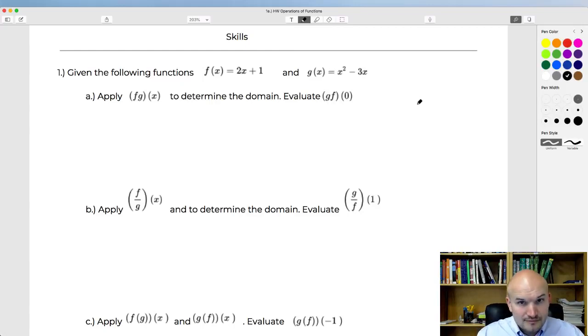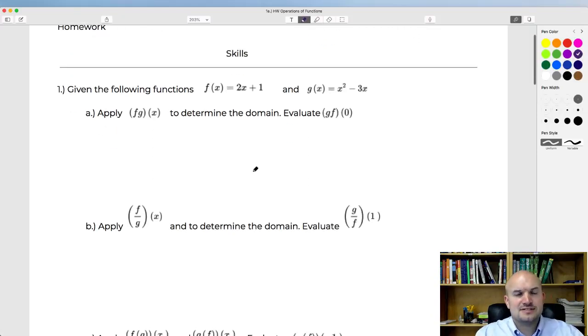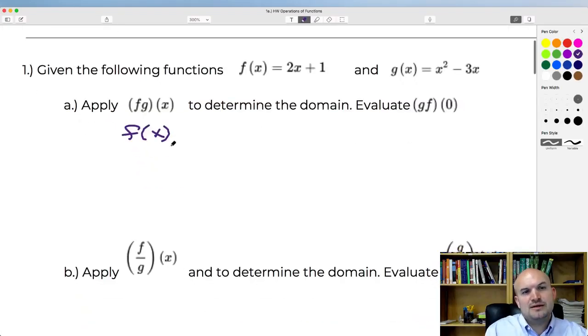So again, the name of it is operations of functions. We're dealing with functions and then operations of functions. Let's use a violet color. In the first example, I think I just talked about applying the operation and then determining the domain. In this case, I have f of x and g of x. You can see here is f times g of x, which is the same thing as f of x times g of x.